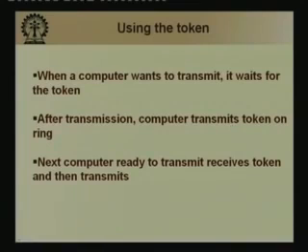When a computer wants to transmit, it waits for the token. After transmission, the computer transmits the token on the ring. The next computer ready to transmit receives the token and then transmits.